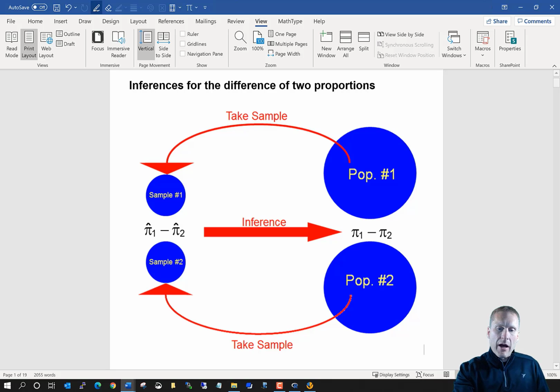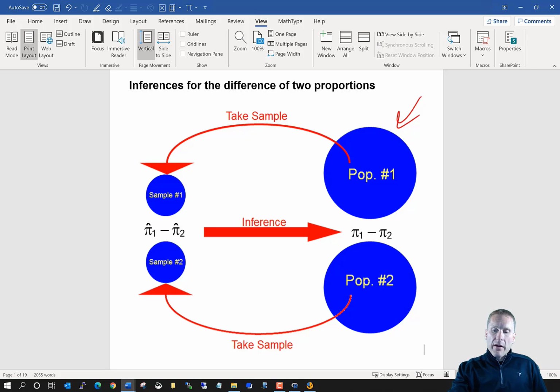Again, we have this population, and the numerical summary measure of that population, or parameter, is going to be denoted by pi1. So pi1 is the probability of success for population 1. Equivalently, you can think of it as the population proportion for population number 1, or in some other applications, it might be a disease prevalence for population number 1.